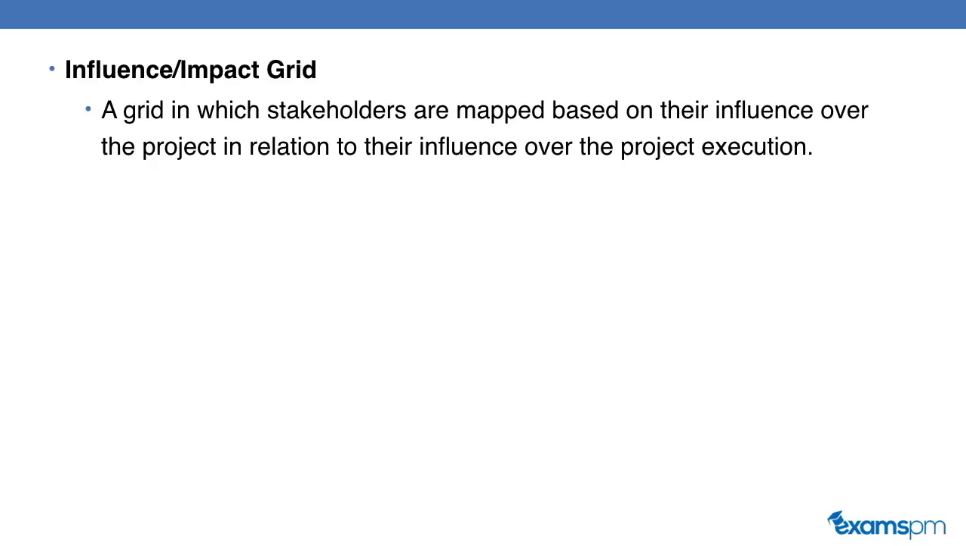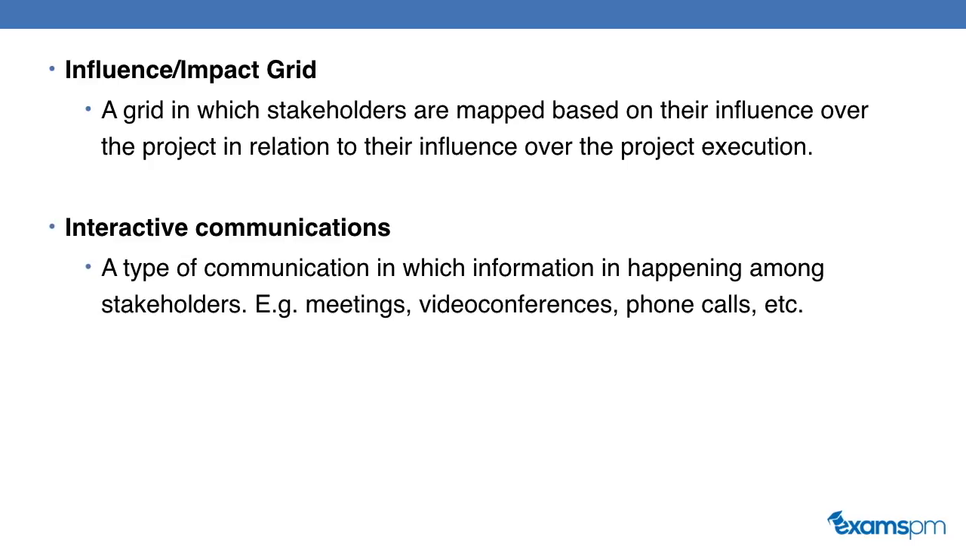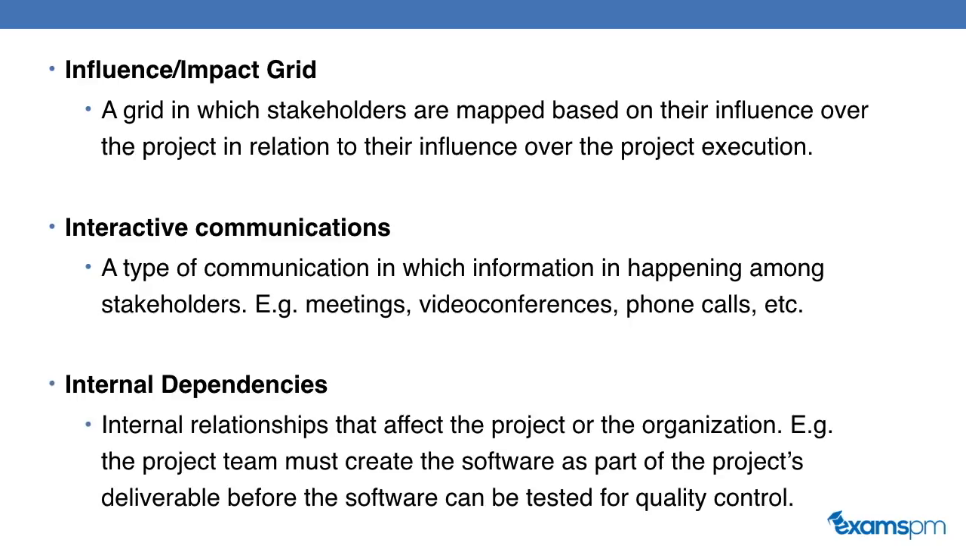Influence impact grid. This is a grid in which stakeholders are mapped based on their influence over the project in relation to their influence over the project execution. Interactive communication, a type of communication in which information is exchanged among stakeholders. This includes meetings, video conferencing, phone calls, etc. So it is where two people are talking to each other and they're getting feedback from each other right away.